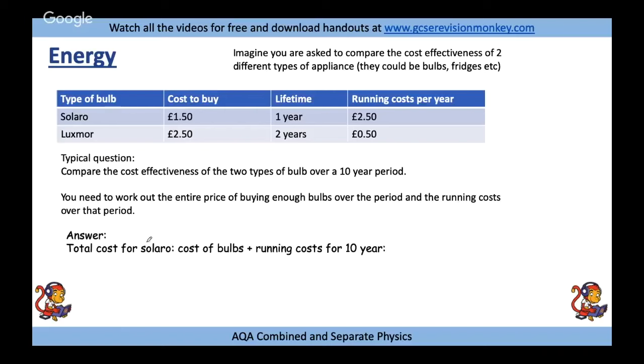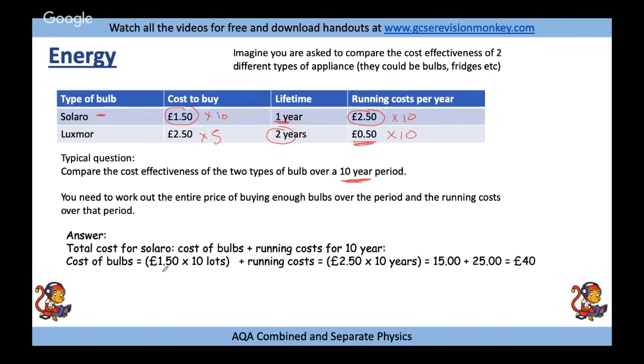So the first thing we're going to do is look at the first bulb, and we're going to say, what is the total cost for it? Well, how many of those will you need to buy to cover 10 years? And how much are the running costs going to be for 10 years? Now, because it only lasts 1 year, you're going to need 10 of those. These ones, running cost per year, you're going to need 10 of that as well. And similar for Luxmore, for the other one, this one lasts 2 years. Each bulb lasts 2 years. So if I want to cover a 10-year period, I need 5 of those. But the running costs are still per year, so I'll need 10 of those.